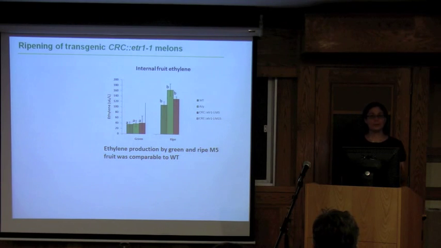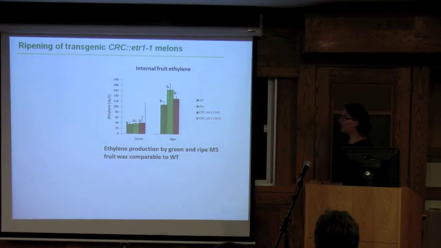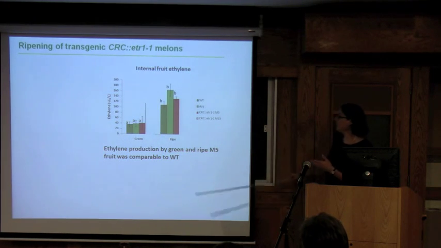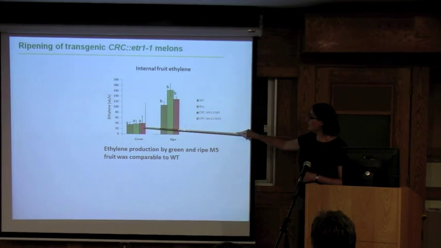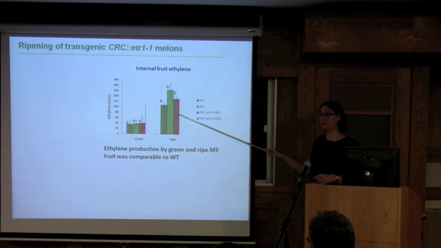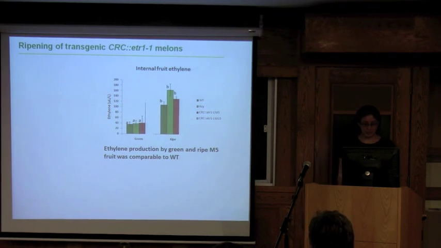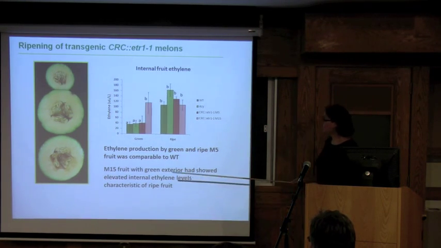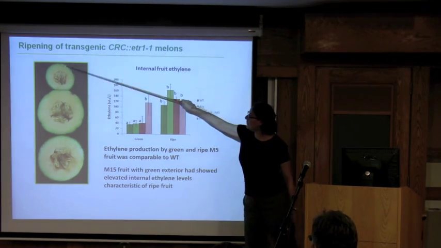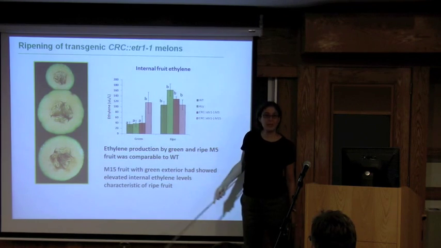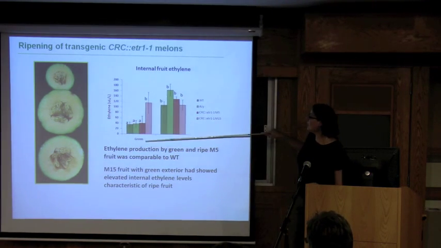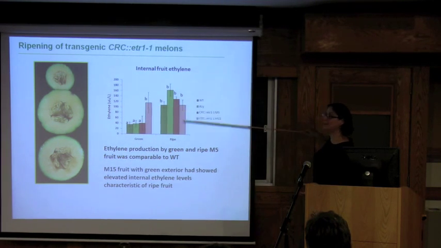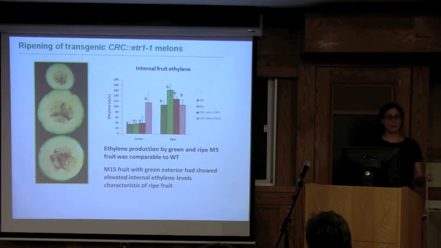If we look at internal fruit ethylene, in that one line that did show the accelerated trend as we would have expected, the M5 fruits, their ethylene production for green and ripe fruits was as you would expect, comparable to wild type. But those from the M15 line, where we had the external green but internal ripening phenomenon, we see that the green fruits that on the outside appear unripe were actually having ethylene levels comparable to ripe fruit.